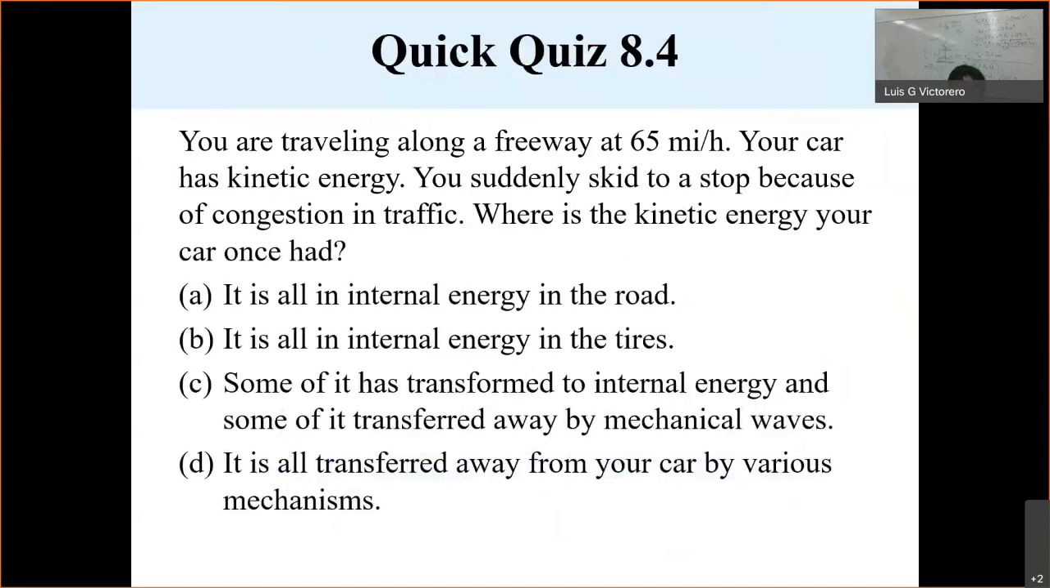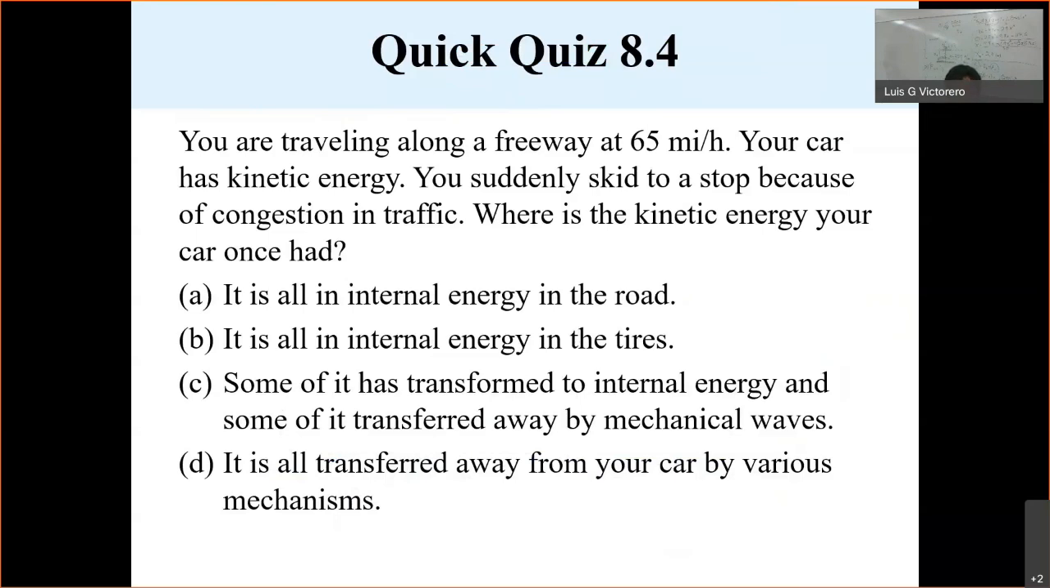You are traveling at 65 miles per hour with some kinetic energy, of course. You suddenly skid to stop because of congestion, because of traffic. What is the kinetic energy your car once had? Is it all internal energy in the tires? No. Some of it has transformed to internal energy, and some of it has been transferred away by mechanical means. It's all been transferred from the car by various mechanisms.